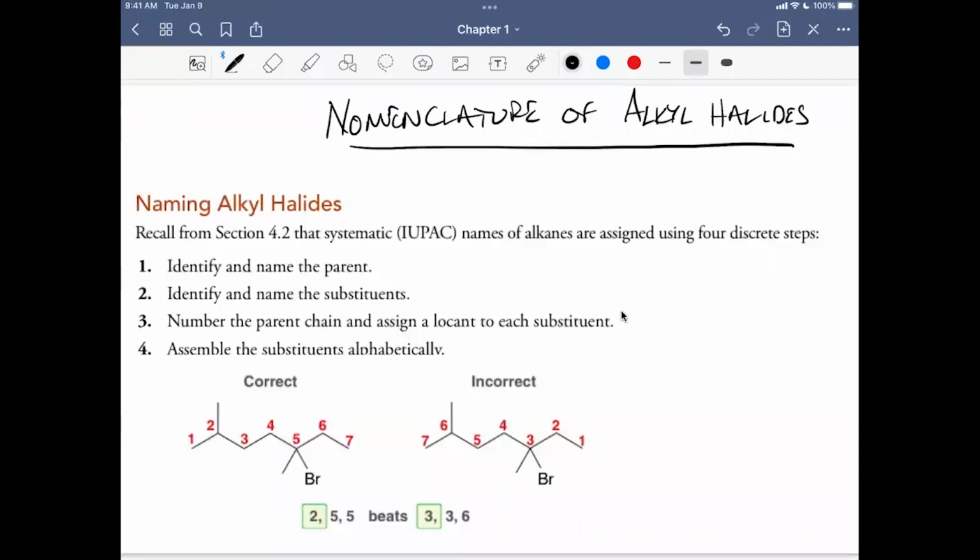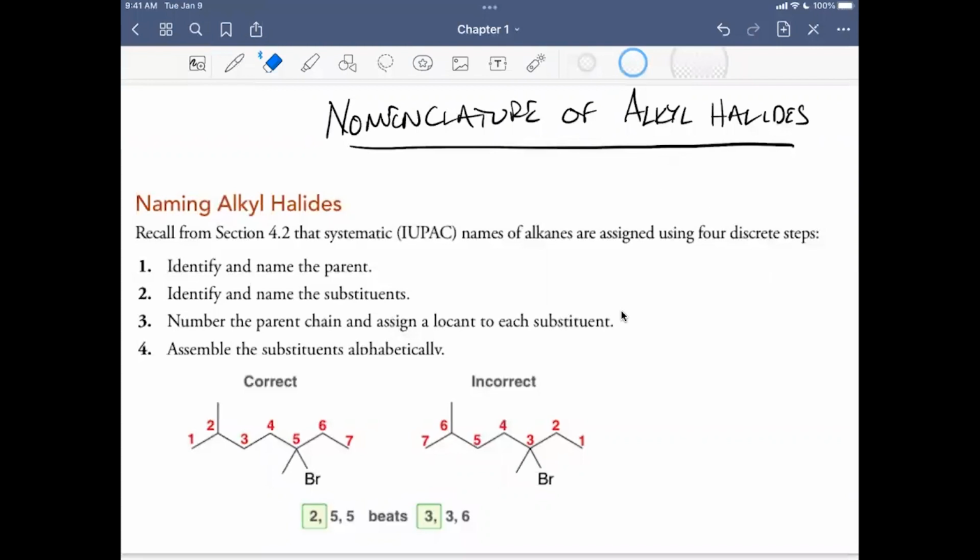Hey guys, welcome back to another video. This video is on the nomenclature of alkyl halides. So if you see a hydrocarbon chain that has maybe a chlorine in the middle, how do you name that? And that's basically what this video is going to go over.